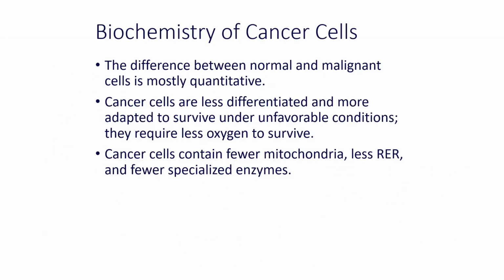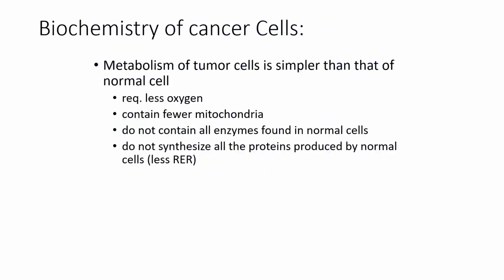So cancer cells are different than normal cells. The difference between normal and malignant cells is mostly quantitative. Cancer cells are less differentiated and more adapted to survive under unfavorable conditions. They require less oxygen to survive. They contain fewer mitochondria, less rough endoplasmic reticulum, and fewer specialized enzymes. The metabolism of tumor cells is simpler than that of a normal cell. Again, they require less oxygen, contain fewer mitochondria, do not contain all the enzymes found in normal cells, and they don't synthesize all the proteins that are produced by normal cells.